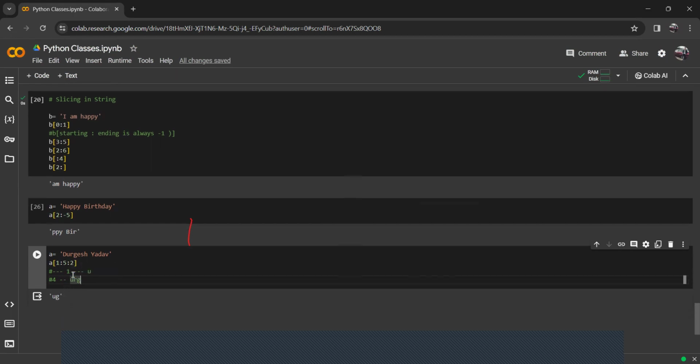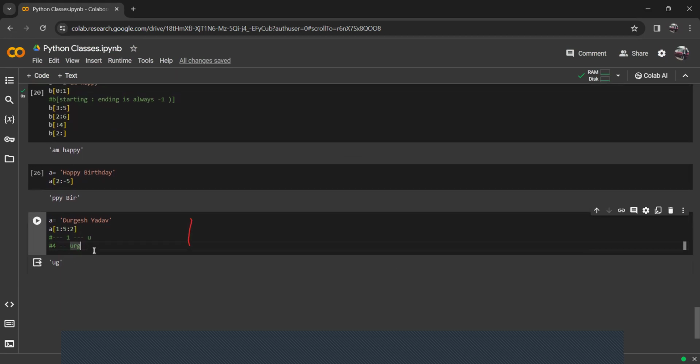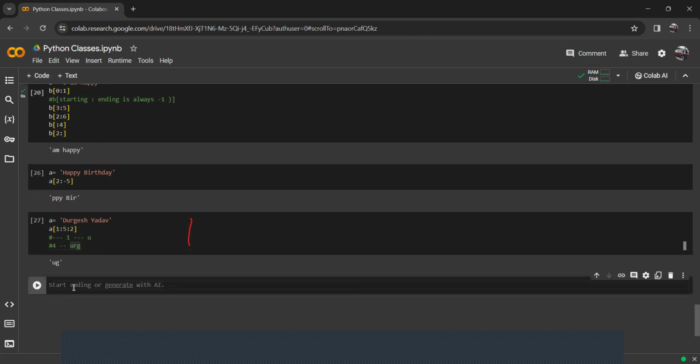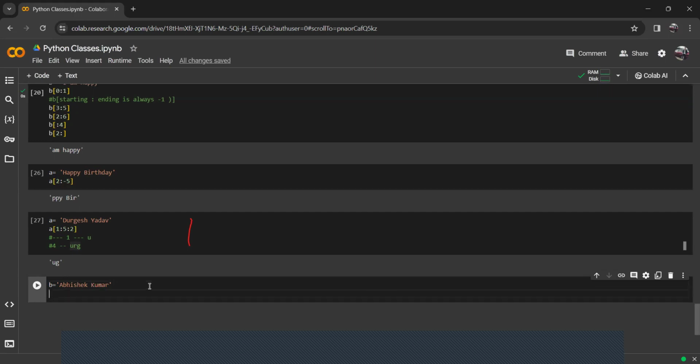We'll take one more example and we'll understand this more clearly, for the people who are not able to understand this part. So now we are going to take a string B and I'm writing Abhishek Kumar. This time I'll take a big example to make you understand this topic. I'm going to start from 2, take till 10, and give 3 here.